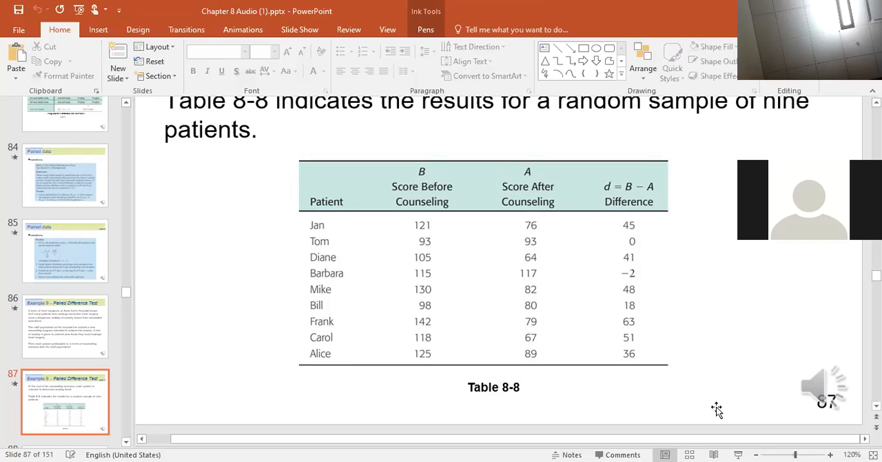The claim here is counseling reduces anxiety. This will mean the average anxiety before counseling is greater than after counseling. H0: anxiety before is equal to anxiety after. H1: anxiety before is greater than anxiety after.